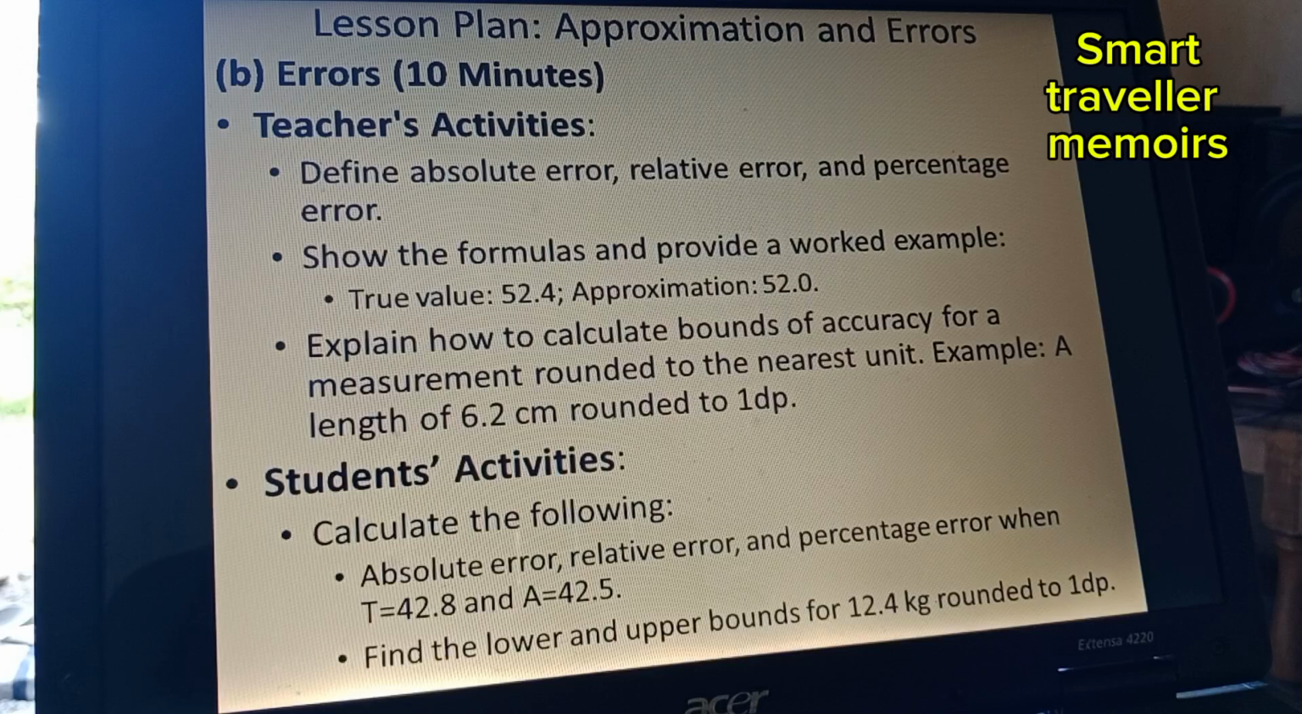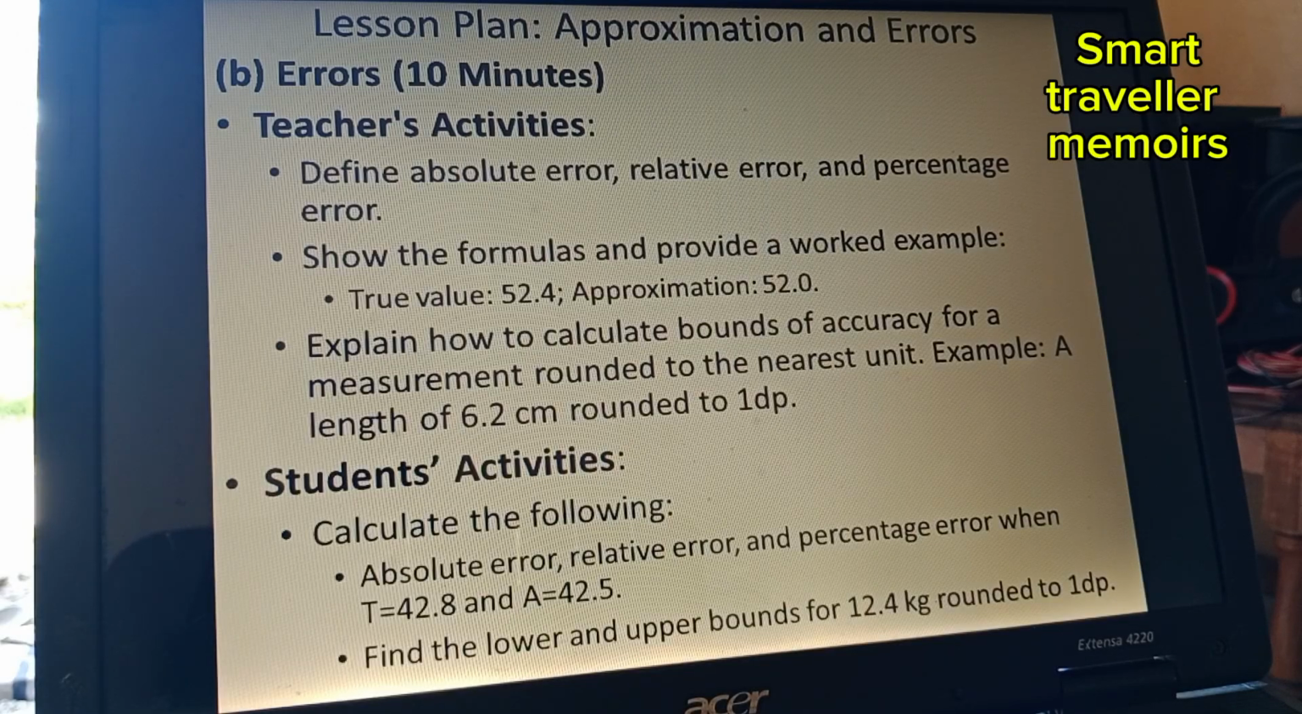B. Errors, 10 minutes. Teachers' activities. Define absolute error, relative error, and percentage error. Show the formulae and provide a worked example, e.g. true value 52.4, approximation 52.0. Explain how to calculate bounds of accuracy for a measurement rounded to the nearest unit. Example, a length of 6.2 centimeters rounded to 1 decimal place.